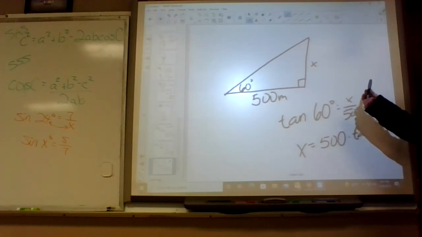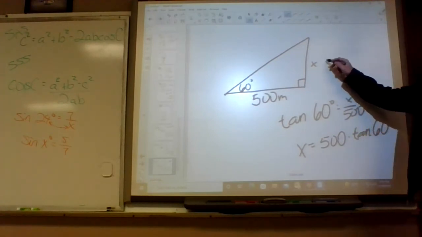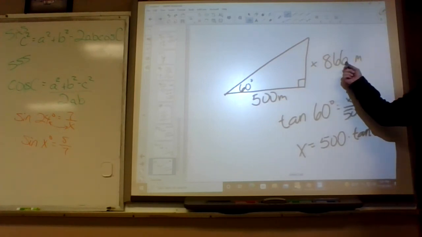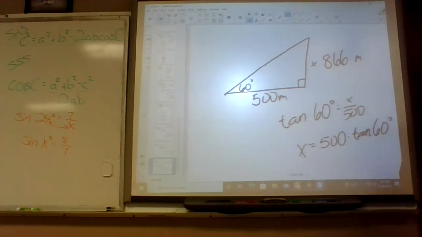Okay, what'd you guys get for X? 866.0. No, yeah, 866. Okay. I just made these numbers up, so that is almost a kilometer. So that's a really tall building.